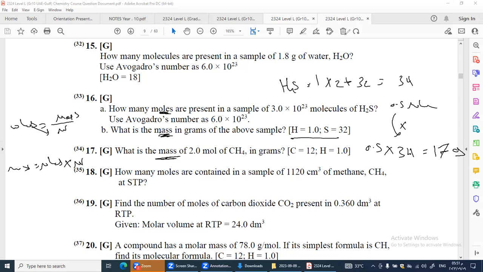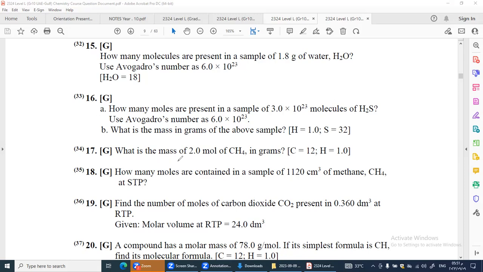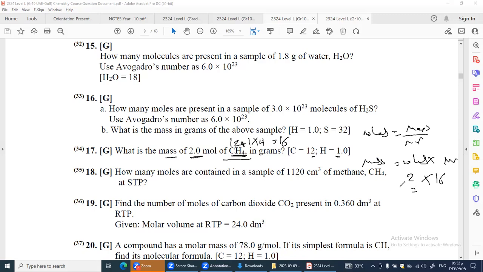دي يكون هنا كان طالب الماس. Number 17. What is the mass of 2 moles؟ طب احنا قلنا أول ما أشوف mass يبقى المولز equal mass over molar mass. يبقى الماس equal ايه؟ Number of moles multiplied by molar mass. Number of moles is equal to 2. CH4, C equal 12 plus 1 multiplied by 4 equals 16. So 2 multiplied by 16 equal to 32 gram.